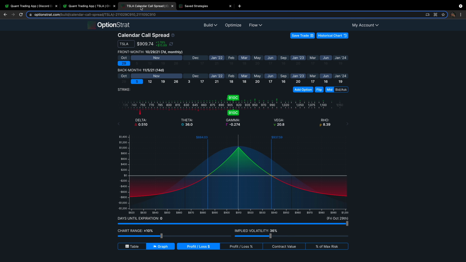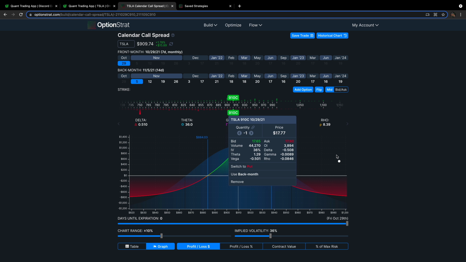Now, if we come back to OptionStrat and we actually take a look, this is what the P&L graph looks like. So if we were to enter the same spread, and this time we're going to short October 29th, which would be this contract right here, we can see how does this actually work? It sounds like some sort of wizardry. It's just because the theta right here is much higher. So the theta will be plus 1.29.